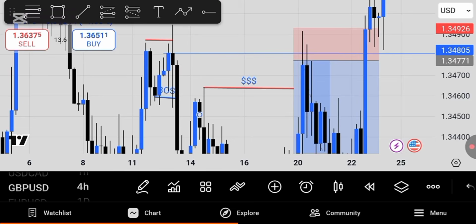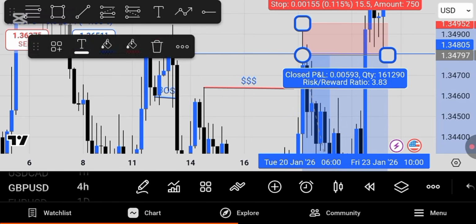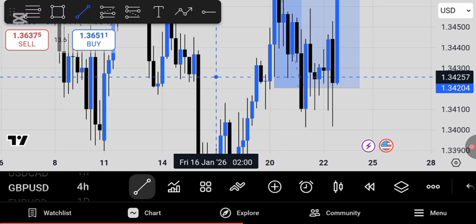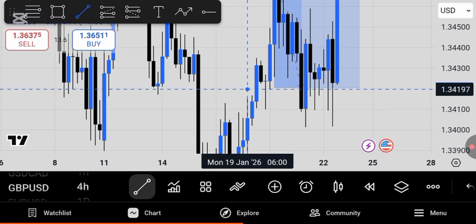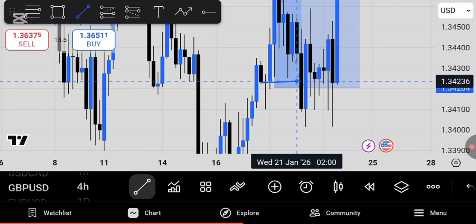Now you can see that after taking our trades here, we target our next key level, which is here. This is our next key level here.